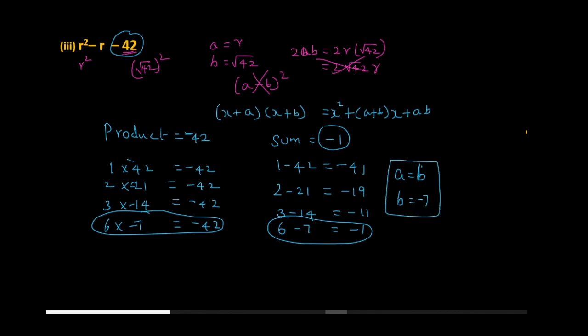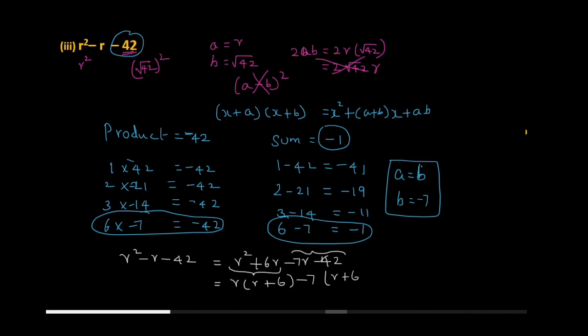A is 6 and B is minus 7. Now let's split the middle term: R squared plus 6R minus 7R minus 42. Taking the common factor, R is common from the first two terms, giving R into R plus 6. Then minus 7 is the common factor of the next two terms, giving minus 7 into R plus 6.